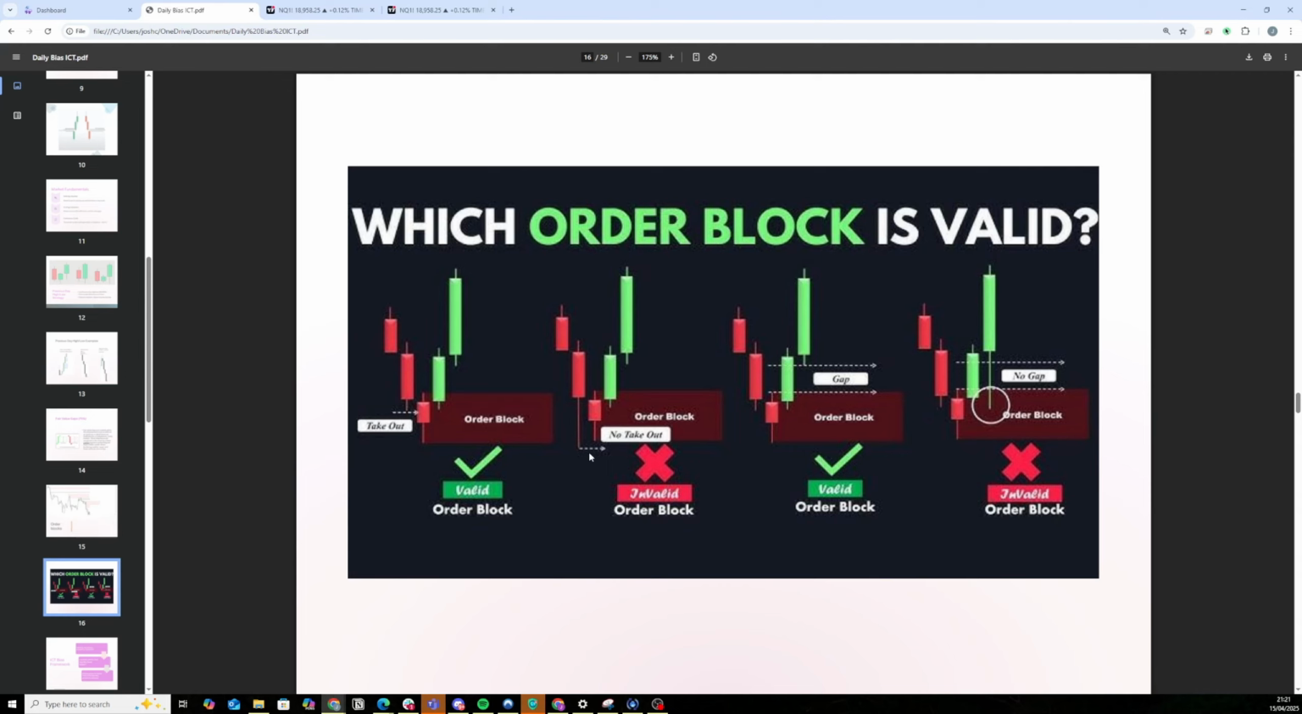Do you consider the 50% of the fair value gap an important point? Yes and no. Sometimes I would say no overall. A lot of people put too much emphasis on it and then they end up missing too many trades. So I would go no, but obviously it depends on your risk to reward. I would only use the consequent encroachment of a fair value gap if I was struggling to get a good risk to reward ratio. Okay.